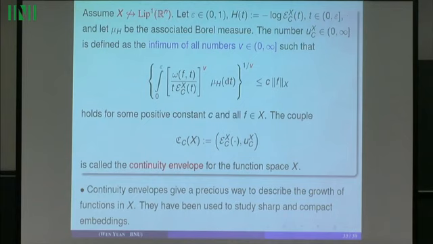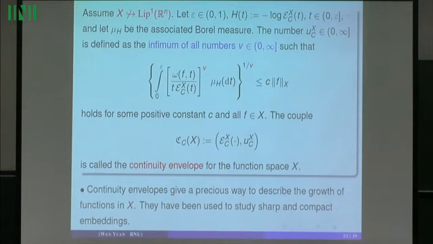So we need to use a number u_{C,X}, which is an infimum of all numbers ν such that this integral can be controlled by the X norm of f. From this definition, it's not difficult to see that the envelope function measures the growth of a function in X in a quantitative way. And the second one, this number u_{C,X}, gives some way to measure the integrability of this modulus of continuity of f.